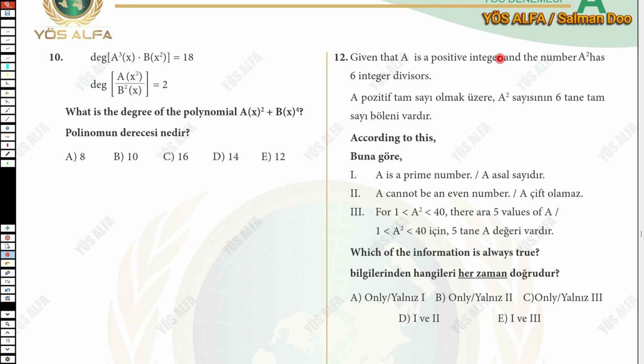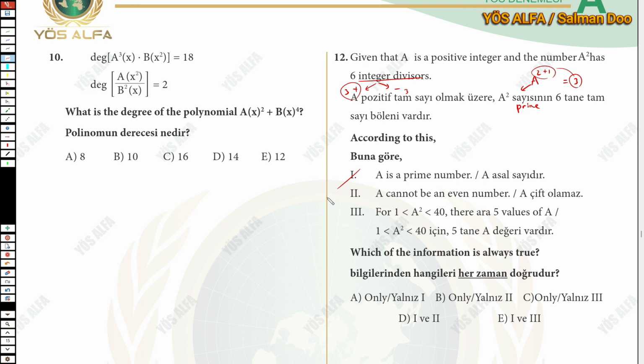A is a positive integer, and A squared has 6 integer divisors. These 6 integer divisors include both positive and negative divisors. We're going to focus only on the positive integer divisors, which is 3. There are also 3 negative integer divisors. To find the number of positive integer divisors, we prime factorize the number first, and then we add 1 to the power of those prime factors. In this case, 2 plus 1 is already 3, which means that A has to be a prime. If A is not a prime, we'll have more than 3 divisors.